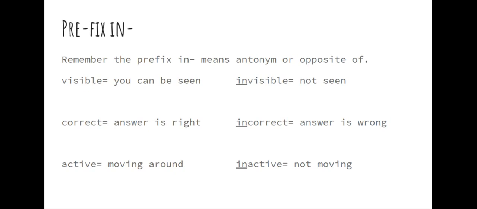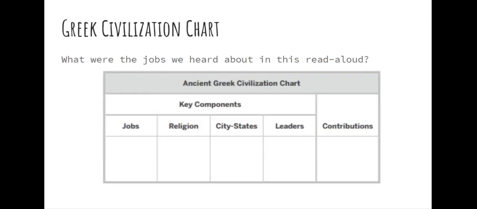So remember, the prefix in means antonym, or opposite of, or kind of not. So visible means you can be seen. So that means when we add in in front of it, invisible means you can't be seen. So when we have the word correct, it means the answer is right. But now let's add in. Incorrect means the answer is wrong. Active means you're moving around. Inactive means you're not moving around. So that's our word work word for today.